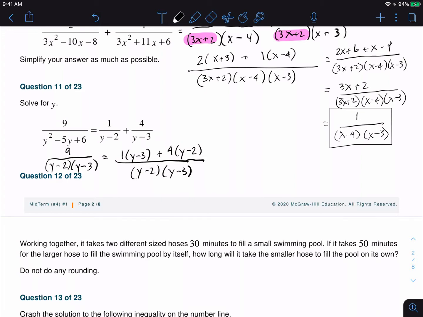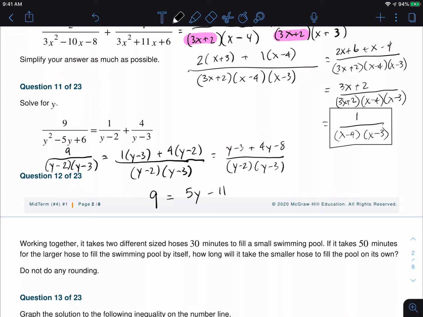And we're going to distribute, and what we're going to end up getting is y minus 3 plus 4y minus 8 over that denominator. And now we don't really need to even worry about the denominator. What we need to worry about is the numerators. So the numerator of our original problem was 9, and we're going to go 5y minus 11. Okay? We no longer need to worry about the denominator.